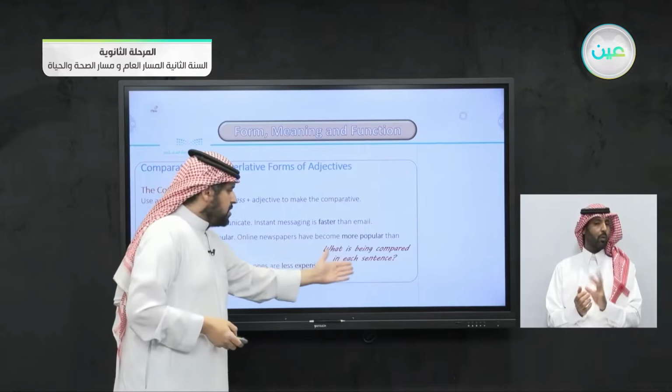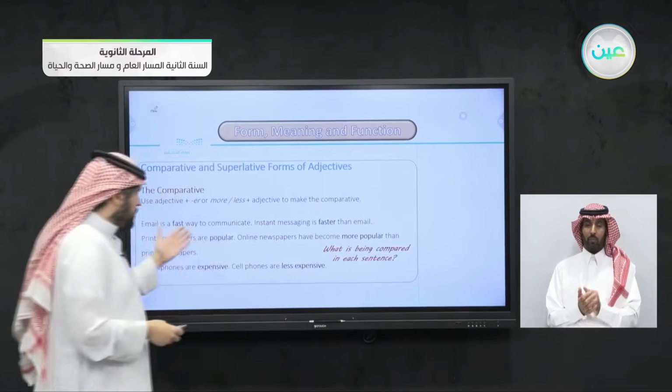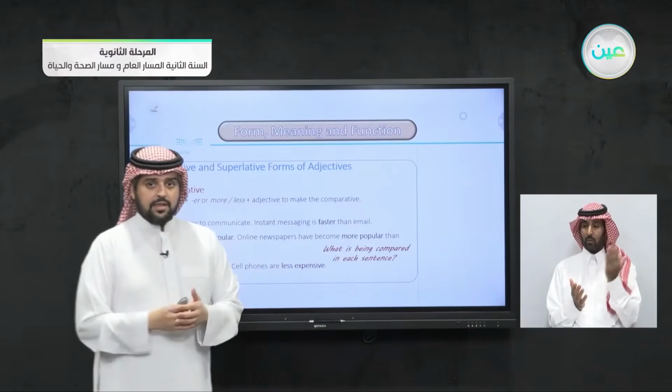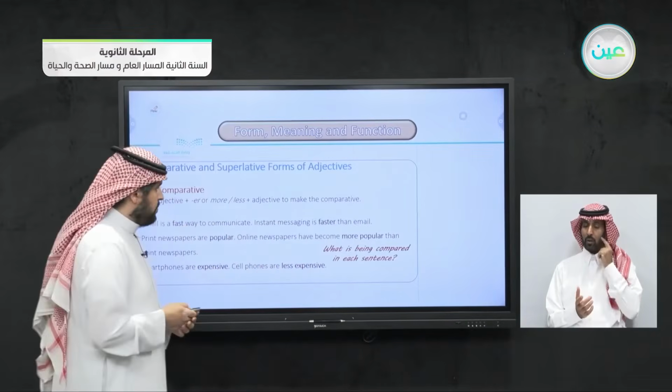So what is being compared in each sentence? In the first sentence, what is being compared? Yes, the communication between email and instant messaging. That's correct. The second example, what is being compared in each sentence? The second one, print newspapers and online newspapers. Very good. What about the last sentence, the last example? Smartphones are expensive, cell phones are less expensive. What is being compared here? Very good. The cell phone and the smartphone.